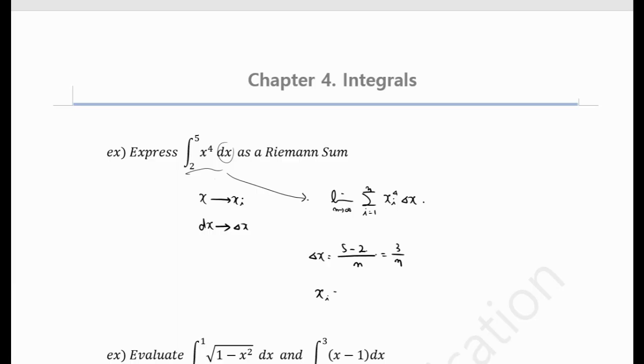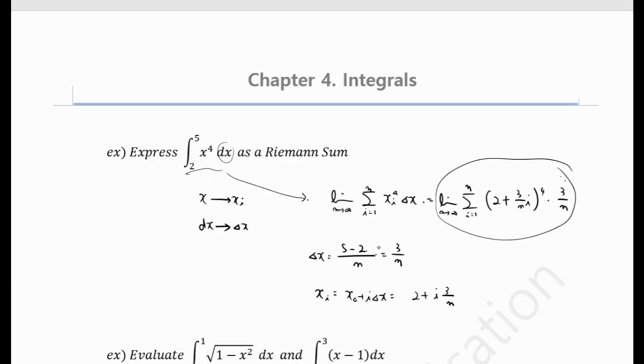The xi, the sample point, is x0 plus i delta x. x0 is 2 plus i times 3 over n. So this Riemann sum is the limit as n approaches infinity of the sum from i equals 1 to n of (2 plus 3i over n) to the power of 4, multiplied by delta x, which is 3 over n. This is the answer. This is the Riemann sum of the definite integral from 2 to 5 of x to the power of 4 dx.